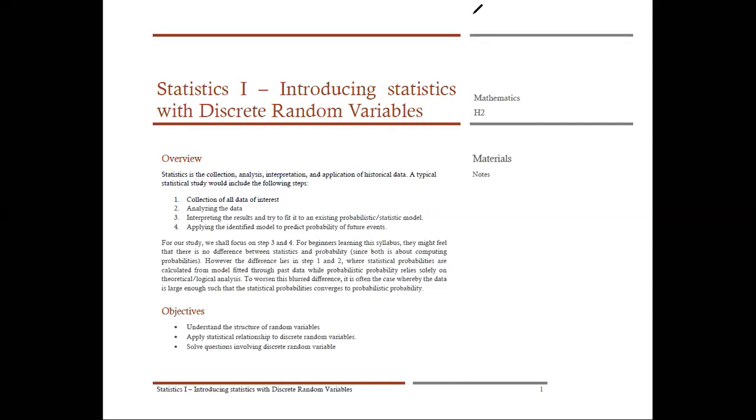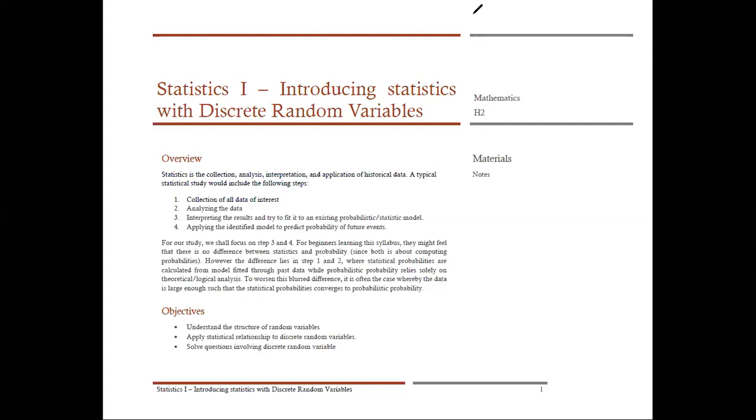For this first chapter, we are going to introduce statistics, particularly using discrete random variables. So actually, what is statistics? For those who have learned it already, you might have heard that statistics also involves probability. But are statistics and probability the same? Are they even the same thing?